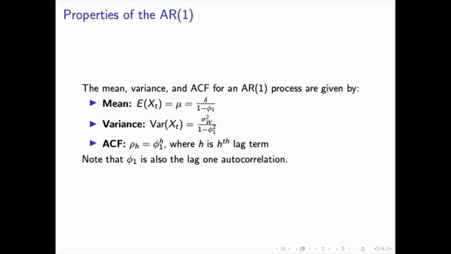The autocorrelation function ACF, rho h equal to phi 1 to the power h, describes how the correlation between two values h periods apart decays over time. So the influence of the past value on the current one diminishes exponentially as the lag h increases.